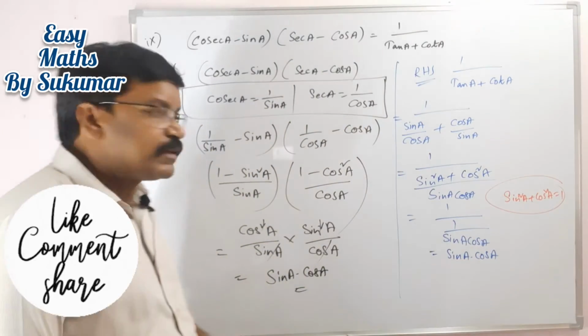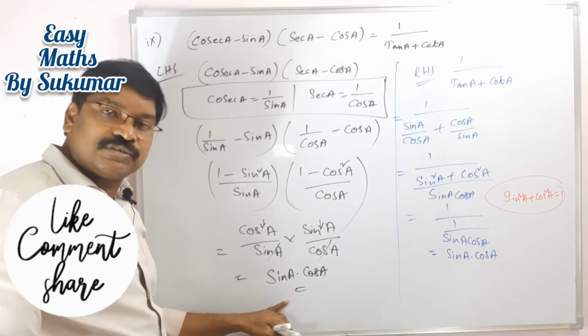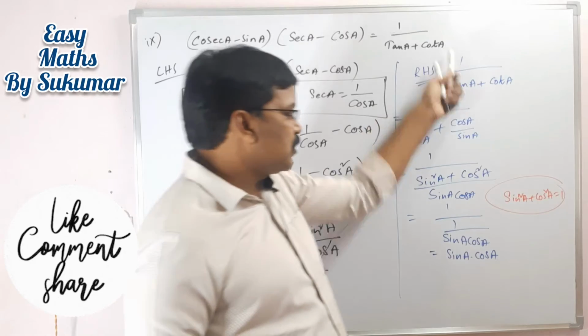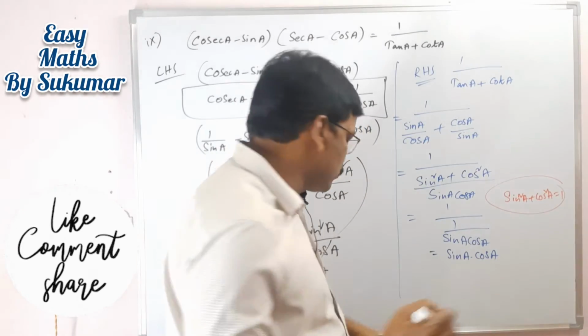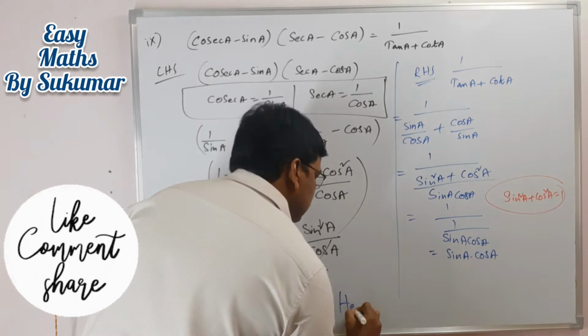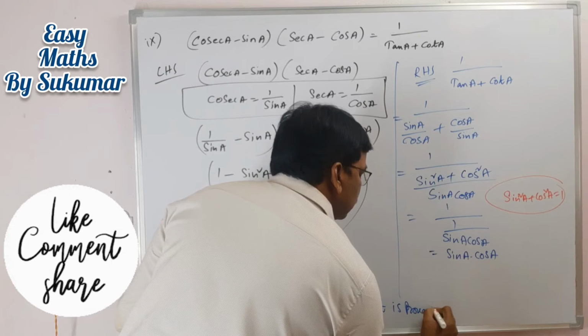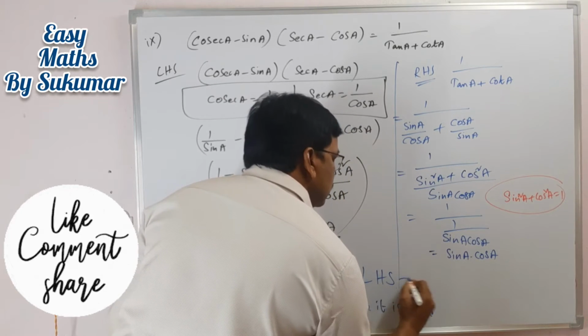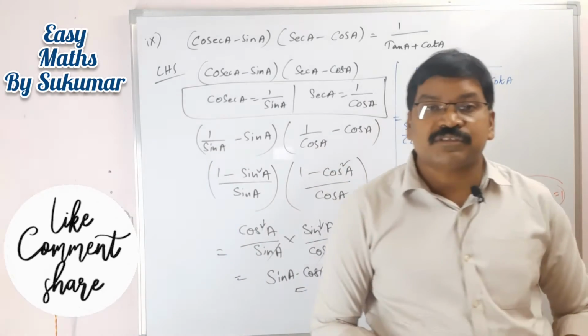If you observe here, the result of LHS is sin A cos A and the result of RHS is also sin A cos A. So hence it is proved. Why? Because LHS is equal to RHS. LHS and RHS are equal, right?